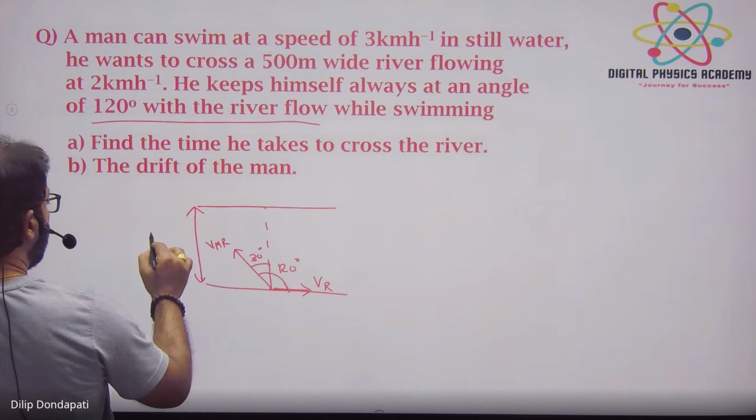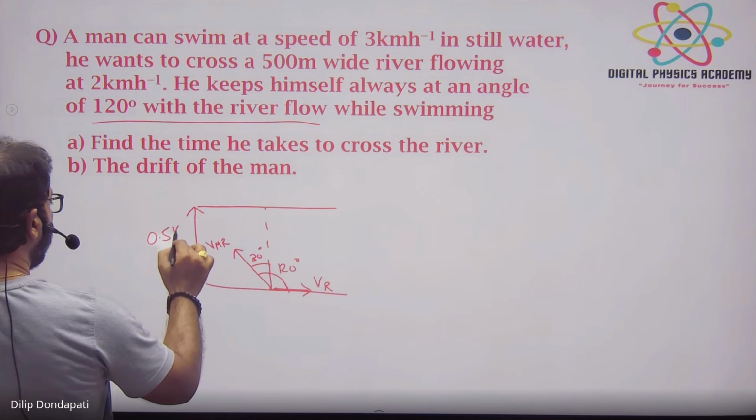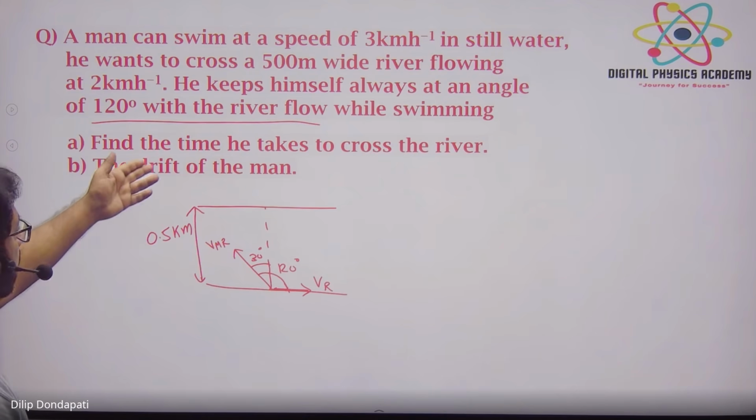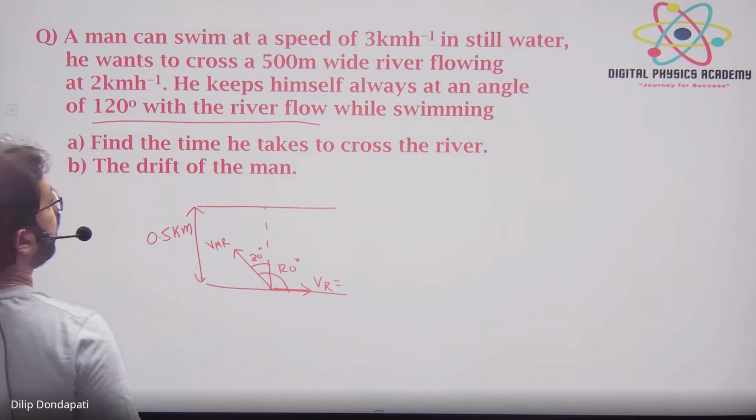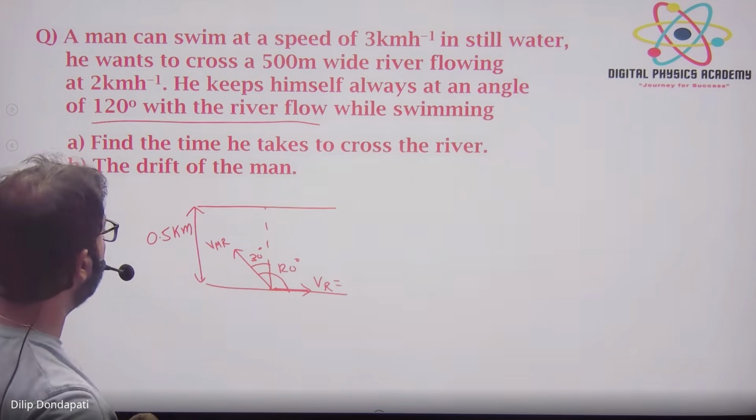0.5 km. Okay. Sir, but then they already give us VMR and VR. No, he's asking time, right? He's not asking VMR, VR, right? This is given. So can't we do d by root of VMR square minus V square? Okay, he told this is the shortest distance, huh?